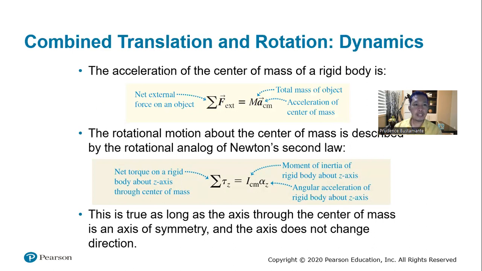We have the acceleration of the center of mass of the rigid body. The net external force on an object is equal to the mass times the acceleration of the center of mass. And the net torque of the rigid body about the z-axis through the center of mass is equal to the moment of inertia of the rigid body about the z-axis times the angular acceleration of the rigid body about the z-axis. This is true as long as the axis through the center of mass is an axis of symmetry and the axis does not change in direction.